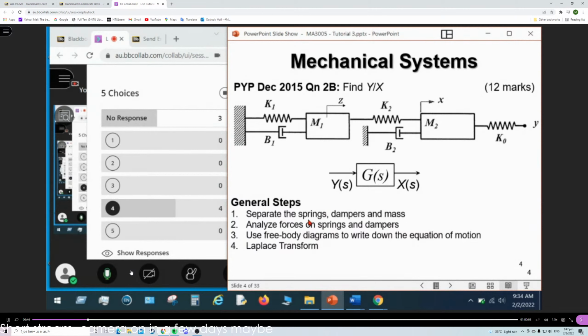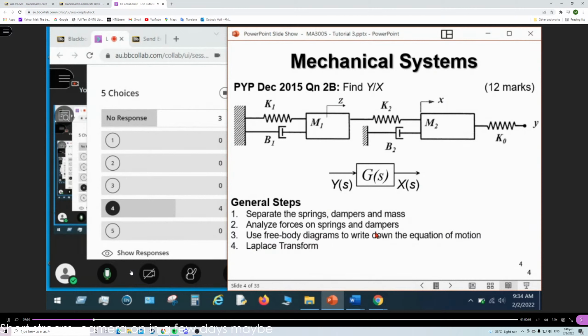In fact, it's very easy. Separate the spring, dampers, and mass, because we only have mass, spring, and damper. Sometimes the damper is missing and we only have spring and mass. Use a free body diagram to write the equation of motion, Newton's second law. Then finally, we take a Laplace transform, and if the function of time is needed, then we do the inverse Laplace transform. We will learn this again today.